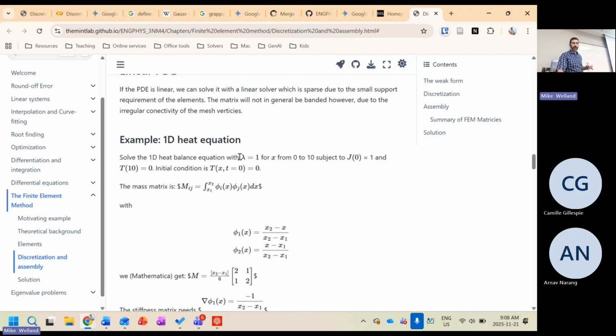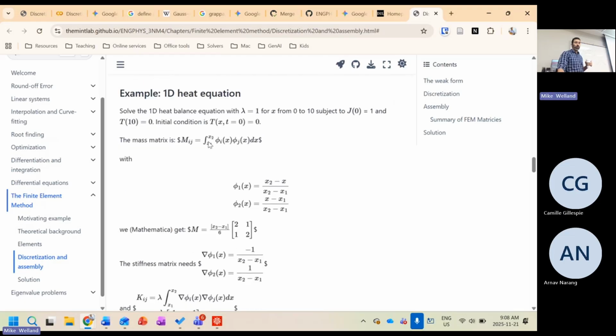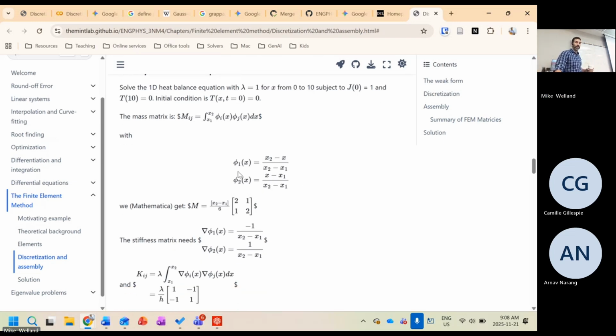So let's do it like this. We've got 1D heat balance. We've got our lambda. We're going to change it to a nonlinear one and show you what happens. From 0 to 10, we've got a Neumann condition on one side and a Dirichlet condition on the other side. That's our inlet conditions there. We can calculate our mass matrix. It looks like that, and we're going to use our good old Lagrange interpolation functions, which are written like this.